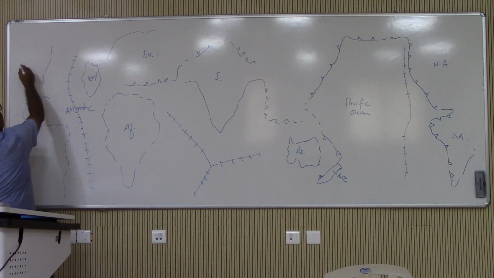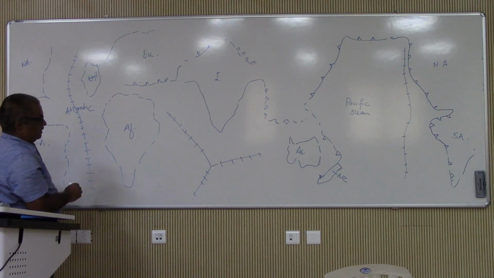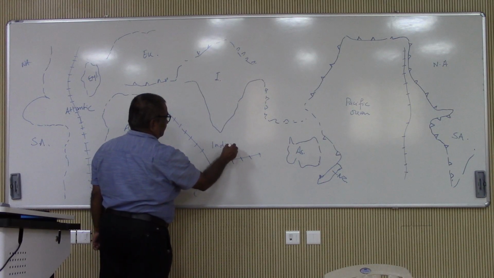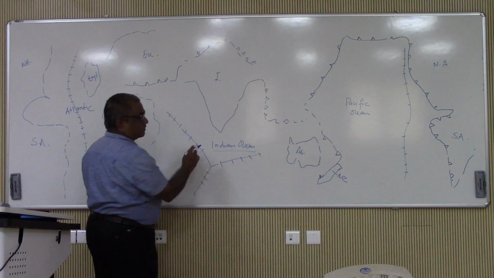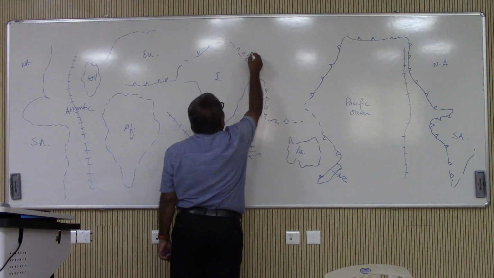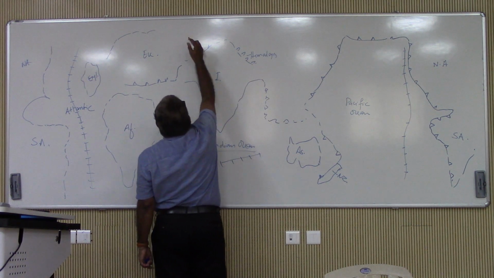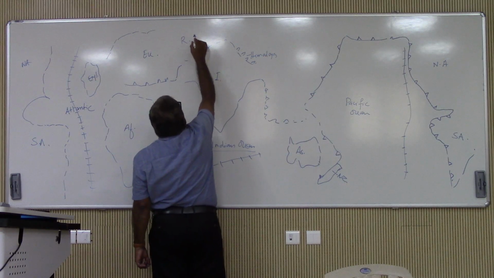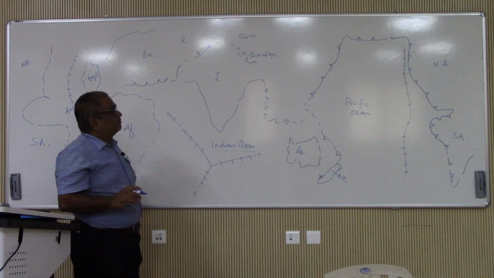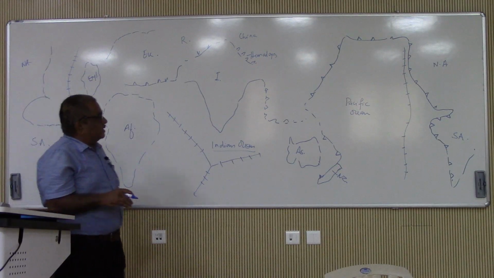Atlantic. This one, as I told you, North America. This is South America. This one, Indian Ocean. This mountain belt is the Himalaya. And this side is Europe, China, Russia, all these things, you know. Clear? So what are these features?